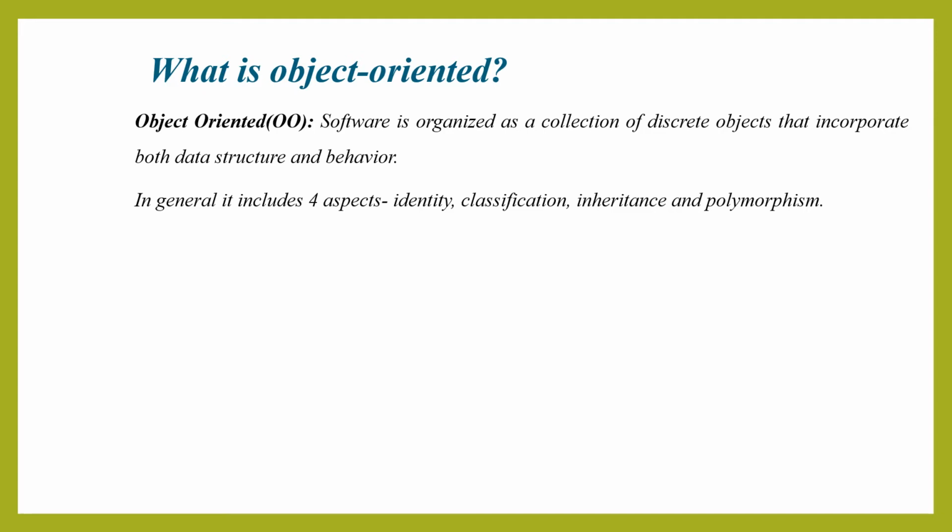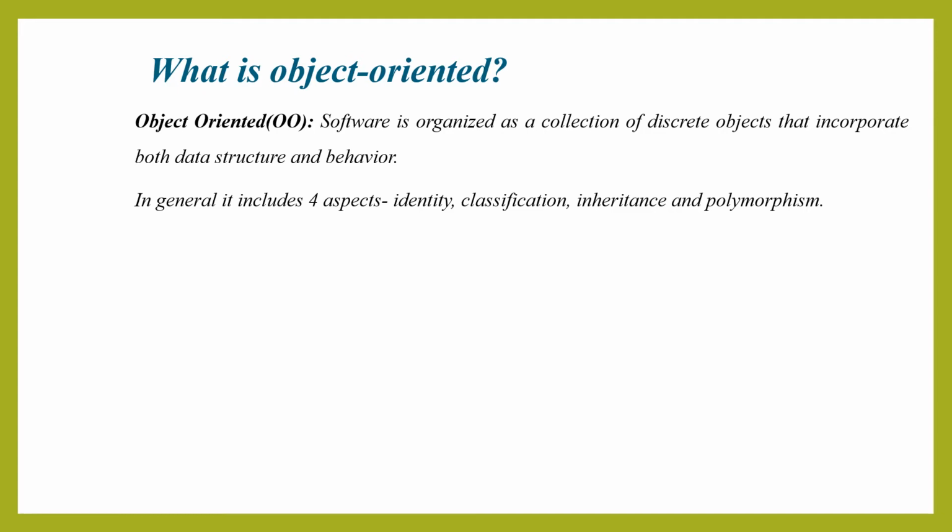Let us see how object orientation is defined. The term object orientation is defined as organizing software as a collection of discrete objects which incorporate both the data structure and the behavior. Here the behavior could be your operations. It is nothing but how the software is a collection of objects, and how the behavior and data are incorporated or bound. That is called object oriented.